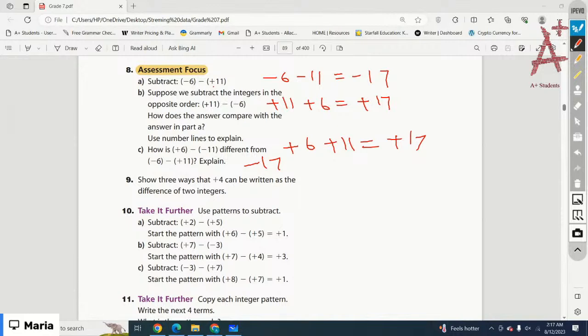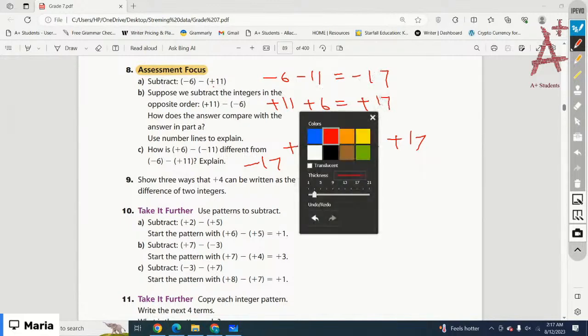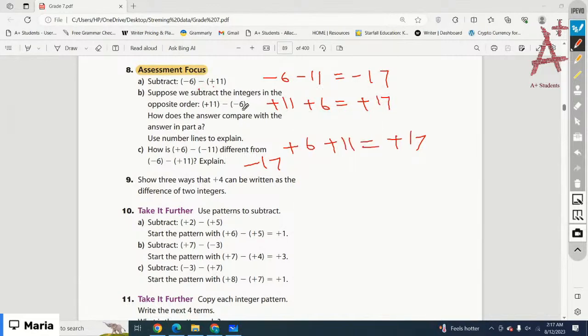So basically, when you change the order and signs as well, the difference is they are opposite integers, right? You can see here you have positive 17 and negative 17. So each integer was swapped with its opposite. You can see negative 6, negative 6, positive 11. So basically order matters when you're subtracting integers, right?